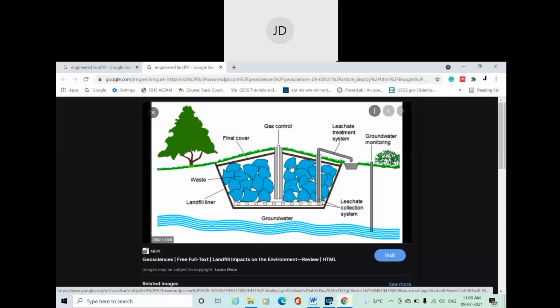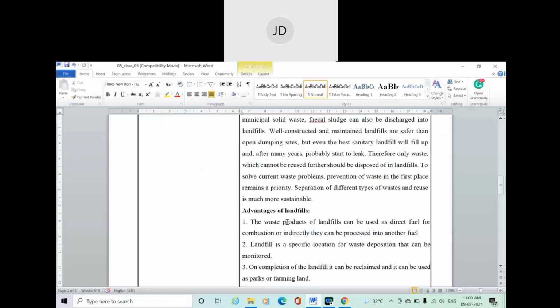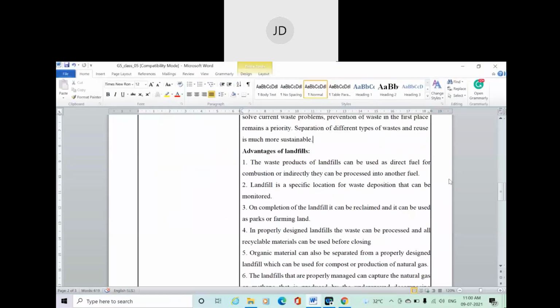So this is a very simple and basic diagram of a landfill. Let's discuss some advantages of landfill. The waste products of the landfill can be used as direct fuel for combustion, or indirectly they can be compressed into another fuel. That means the gases can be used for energy production, right? So there is some reuse.